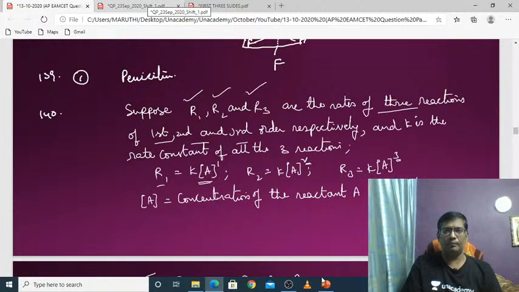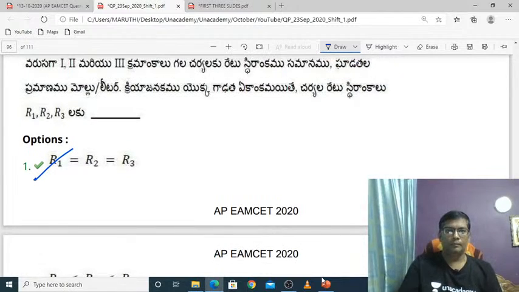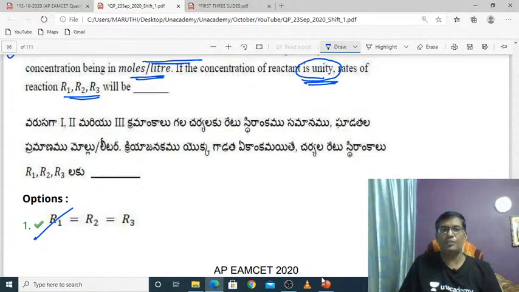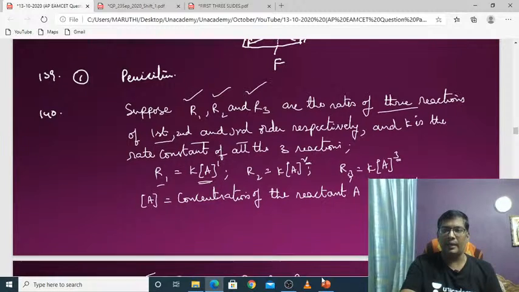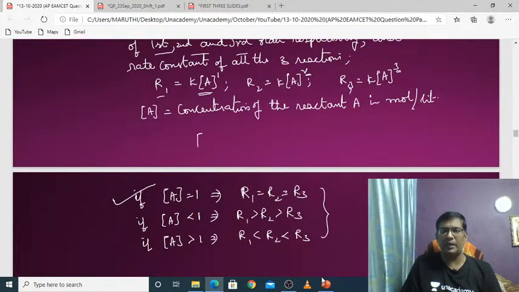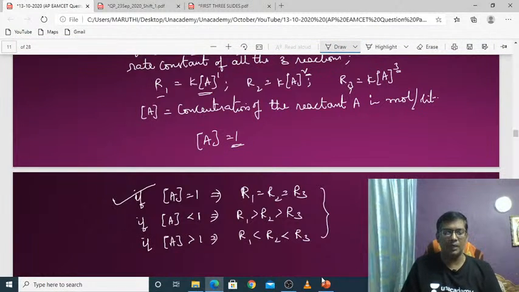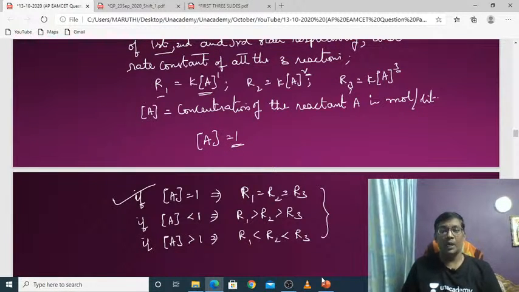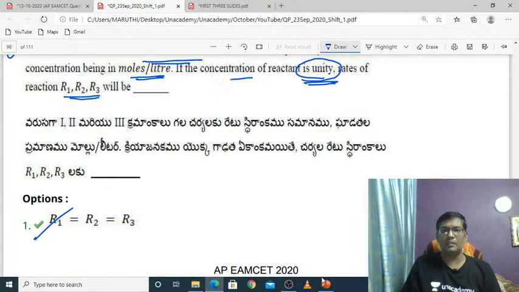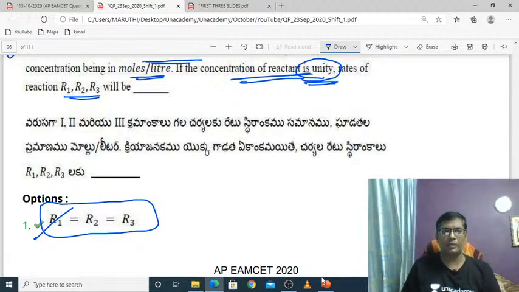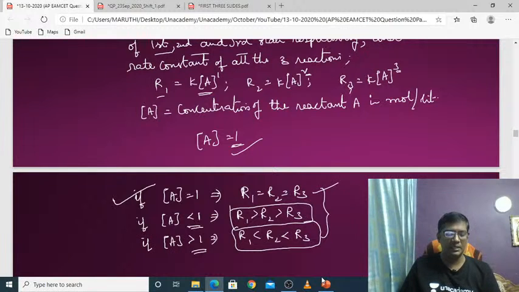They have given that the concentration of the reactant is unity. If A becomes unity, R1 equals K into A, R2 equals K into A, R3 equals K into A again. So you have to take the concentration of A as 1. If the concentration of A equals 1, the relation is R1 equals R2 equals R3. But if A is less than 1, R1 is greater than R2 is greater than R3. If A is greater than 1, R1 is less than R2 is less than R3. But they have given A equals 1, so the relation is R1 equals R2 equals R3. So the first option is the correct one.